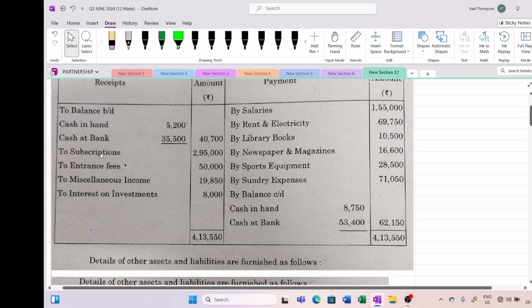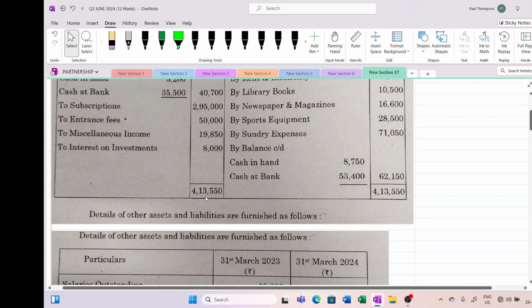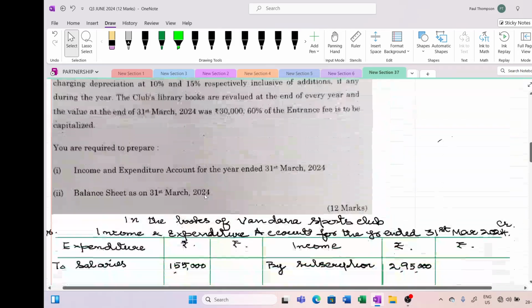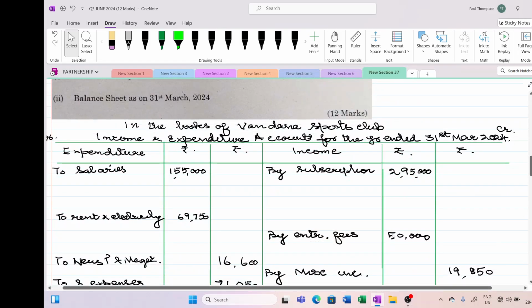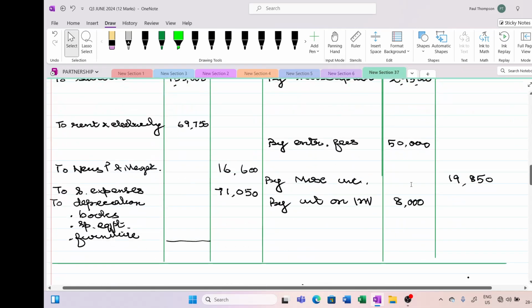Second thing is that we are going to post the entrance fees in the inner column because there may be some adjustments at the back. Miscellaneous income will come in your income and expenditure account. Interest on investment, you just write it in the inner column. So now see here I have posted entrance fees 50,000 in the inner column. Miscellaneous income, there may not be any adjustment, so I posted it on the outer column.